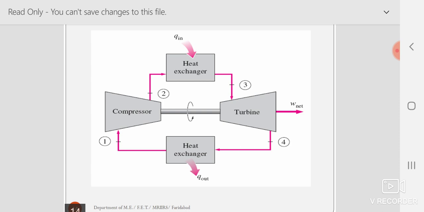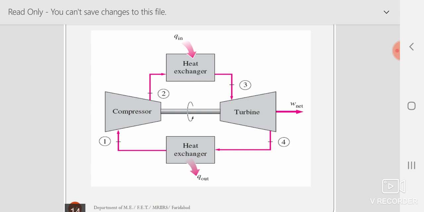At point 3, it is a high pressure, high temperature gas. The high pressure, high temperature gas again enters the turbine and gets converted into rotary motion, and the turbine rotates. As a result of turbine rotation, the compressor shaft also rotates, and power is transmitted into the plant where the electricity is generated.